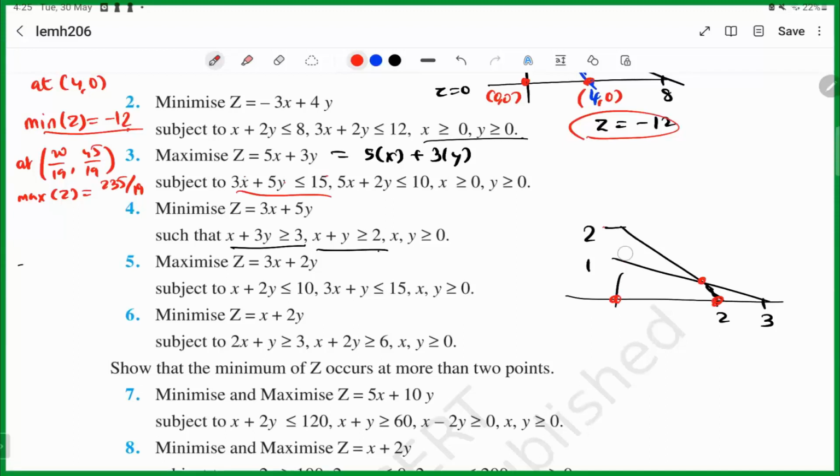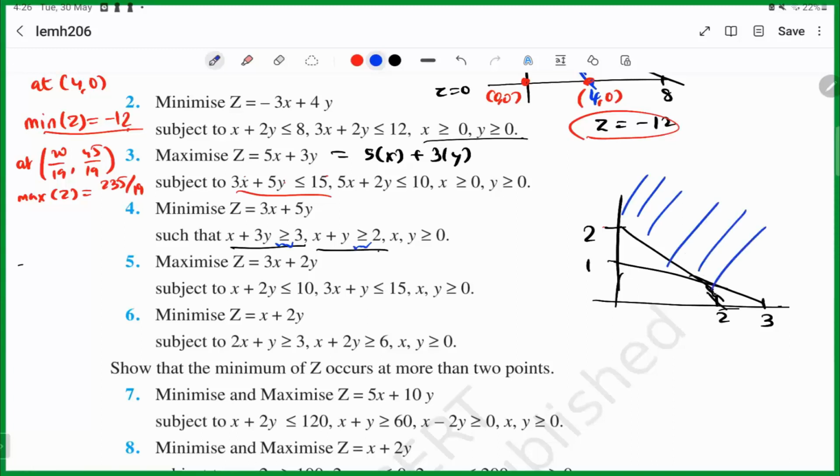Wait, my bad. I think I made a silly mistake. So one must be careful. I thought I could get away with it, but you clearly see that indicating the region is important. So look at the sign carefully. It's greater than 3. This is greater than 2, which means that the feasible region is like that for x plus y greater than 2, and the feasible region for x plus 3y greater than 3 lies like this. So the common feasible region lies in that region. Okay, so that is the feasible region.